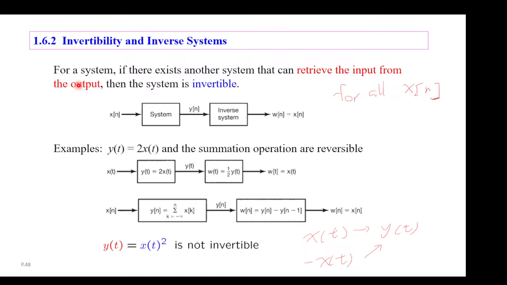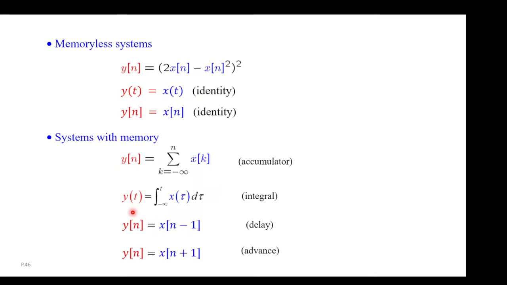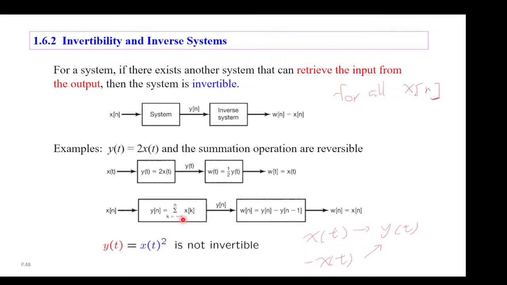And then we can have a more complicated system that's also invertible. This is the accumulator system. If y of n equals the summation over k from minus infinity to n of x of k, so it's the sum of all past x of k, then you can still calculate x of n from this y of n, because if you just take the difference of y of n and y of n minus 1, then you get back x of n. Okay, any questions so far?